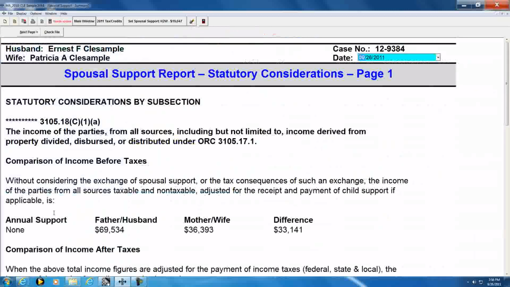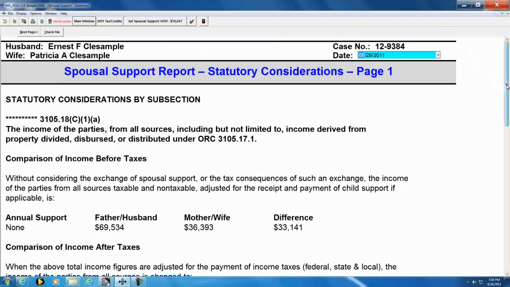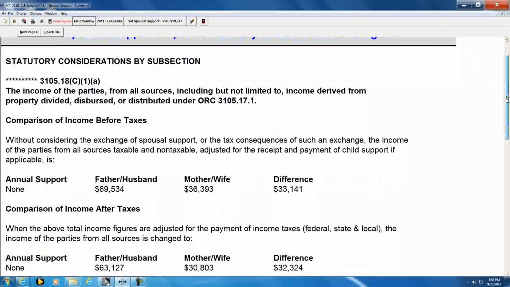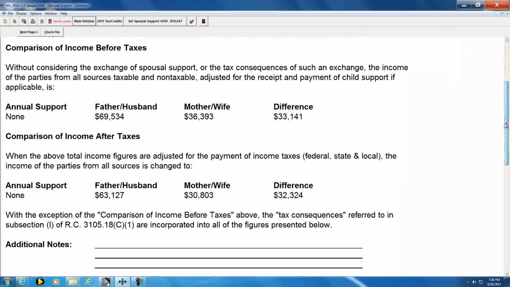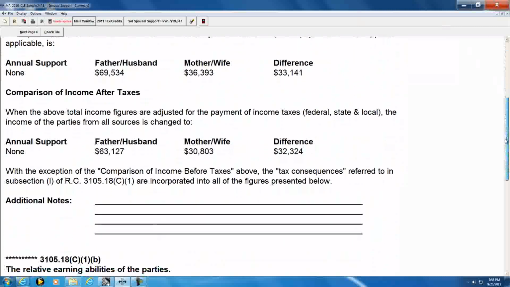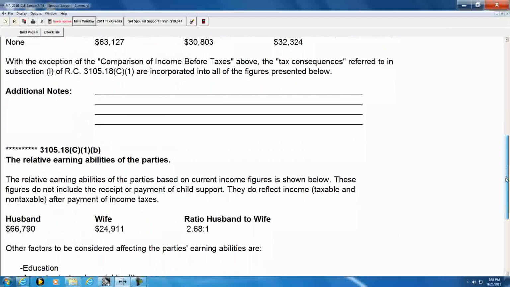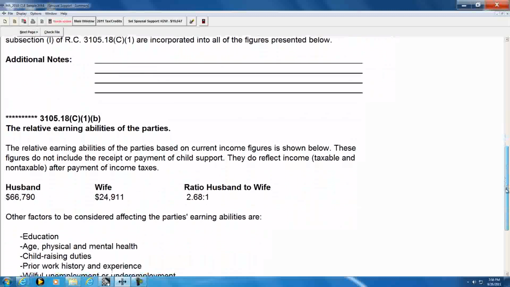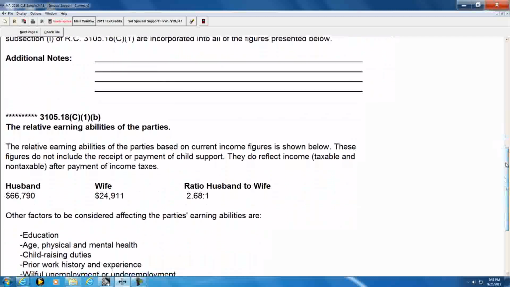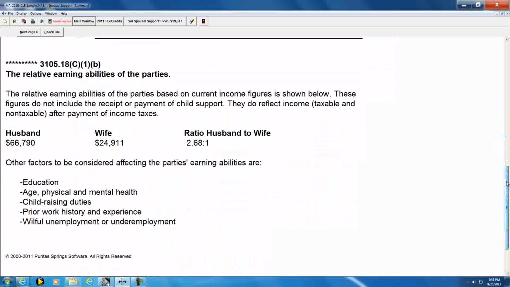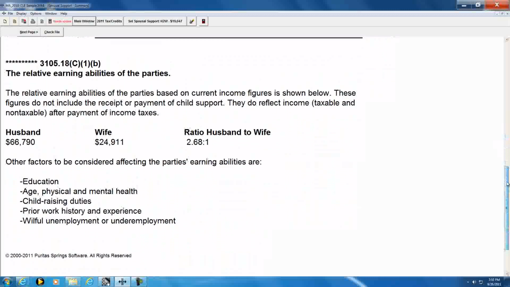This report is a multi-page report that varies somewhat in length depending on the fact situation. Where the ITSE and lifestyle reports are in a tabular form, this report is styled more like a legal brief. For that reason, some of you may find it easier to understand than the tables. In addition, it has some unique information that you don't find anywhere else in MA, and I'll be going over that in a moment. Basically, the Statutory Considerations Report is a factor-by-factor breakdown of the considerations listed in 3105.18c.